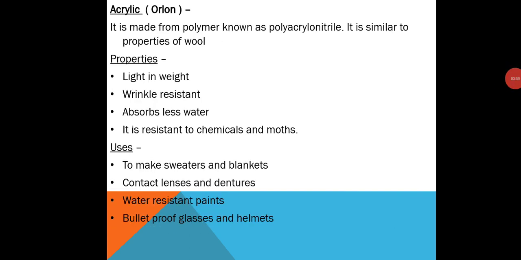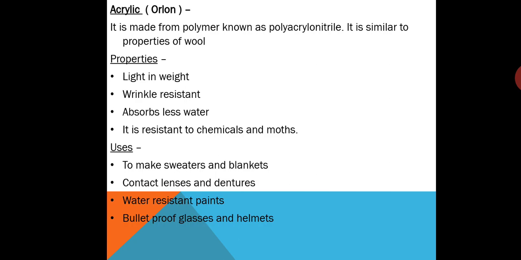Next, acrylic. It is made from a polymer known as polyacrylonitrile. That means the monomer for the formation of acrylic is polyacrylonitrile. It resembles wool. That is why it is also called artificial wool. Acrylic is also known as Orlon.